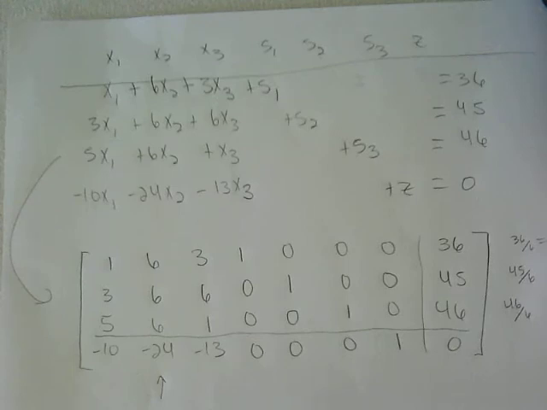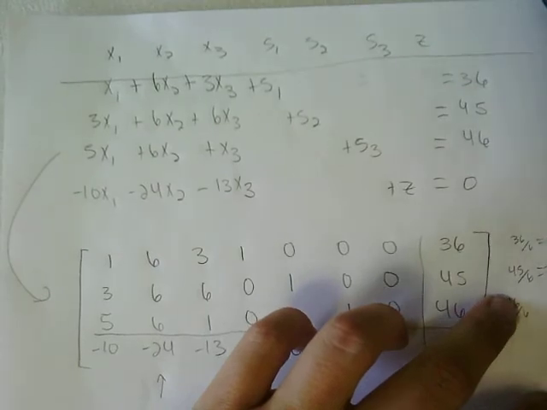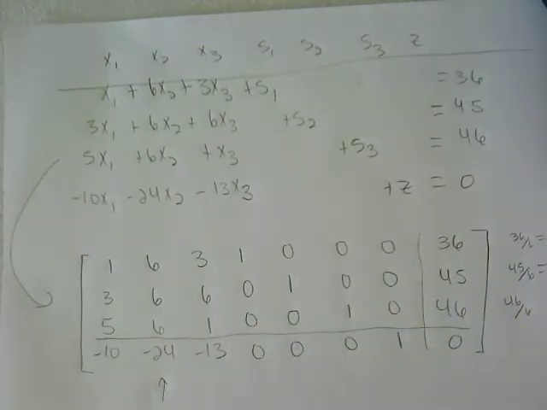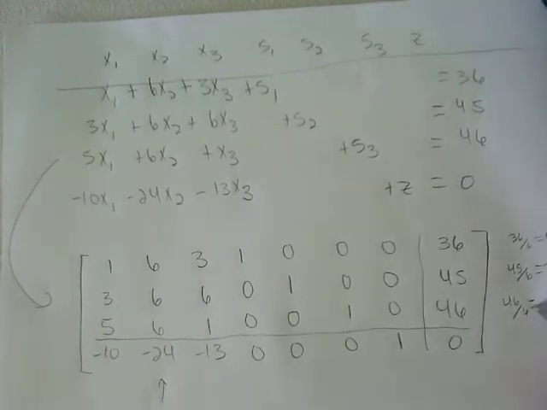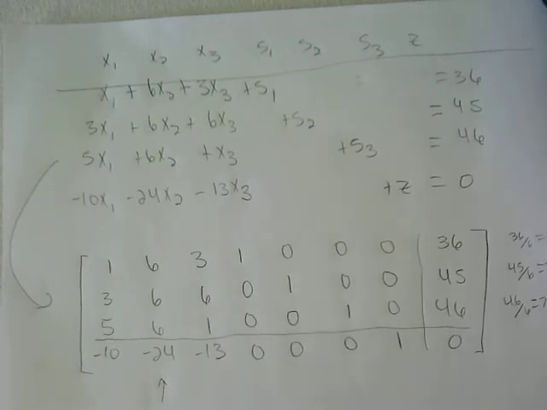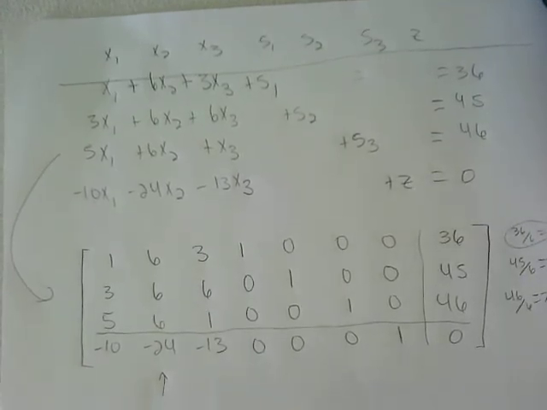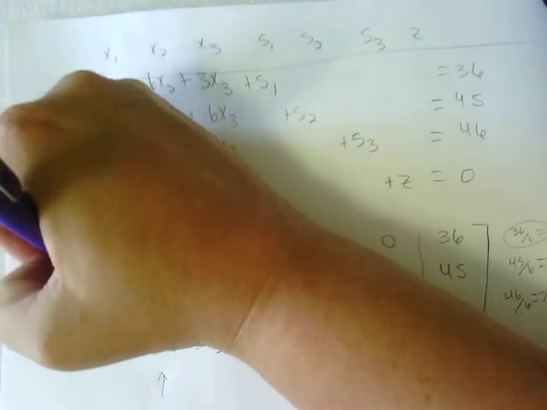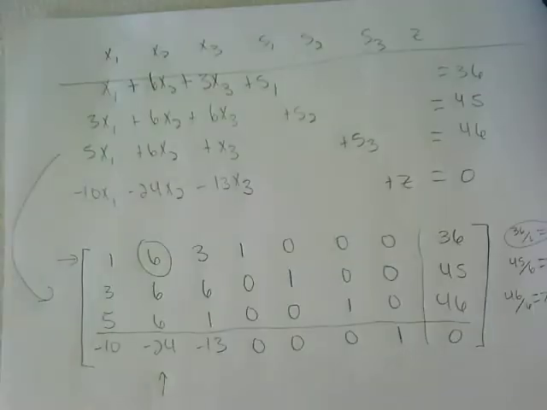I get 7.5, and I get 46 divided by 6 is 7.6 repeating. So I know there's my low ratio, and that means my pivot row is here. Okay, so I am going to pivot off of that element.